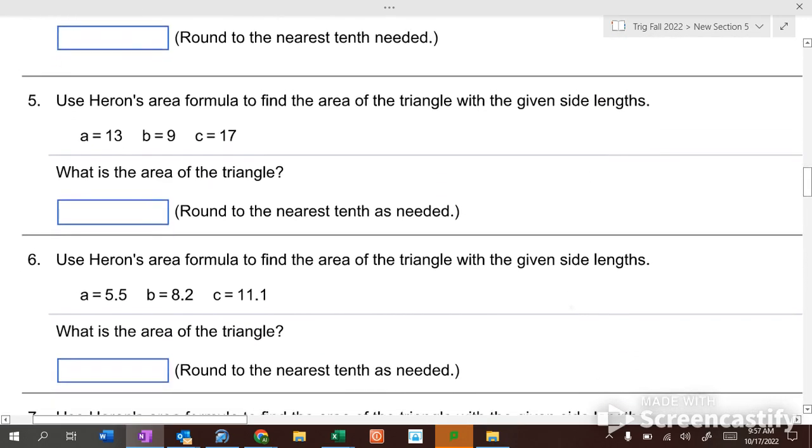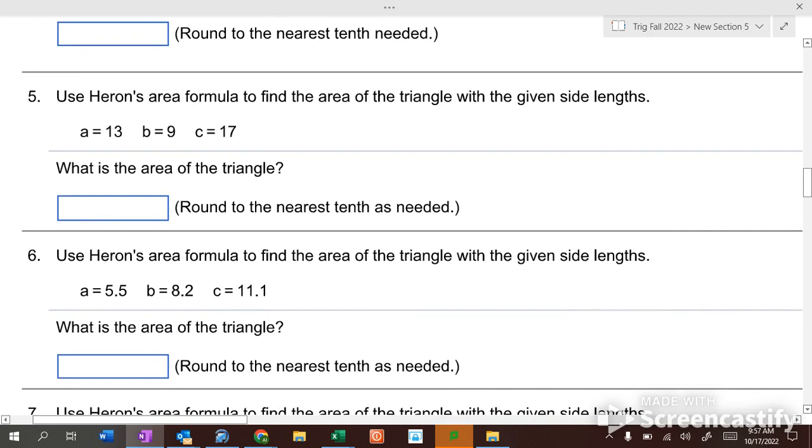So that's those couple. Then we get to Heron's formula. Okay? So Heron's formula, you got to find S first. S equals A plus B plus C all divided by 2. So you take 13 plus 9 plus 17 all divided by 2, which is 39 divided by 2, which is 17.5.